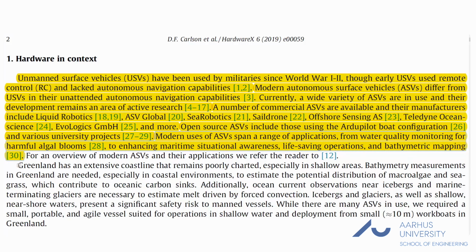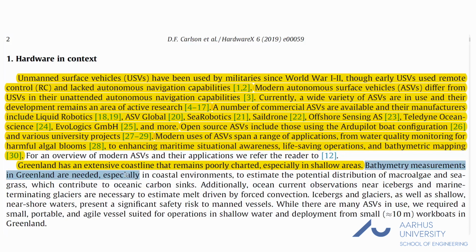We start a new part here. Greenland has an extensive coastline that remains poorly charted, especially in shallow areas. So we are talking about Greenland here, and we are starting to approach the problem that we want to work with. Bathymetry measurements in Greenland are needed, especially in coastal environments, to estimate the potential distribution of macroalgae and seagrass, which contribute to oceanic carbon sinks. Additionally, ocean current observation near icebergs and marine terminating glaciers are necessary to estimate melt driven by forced convection.